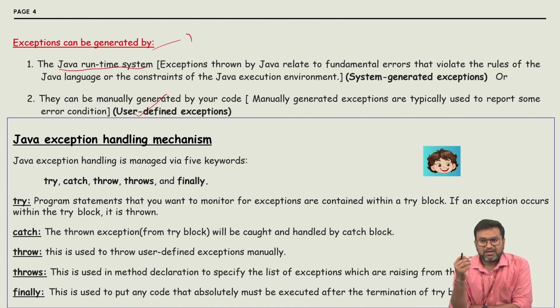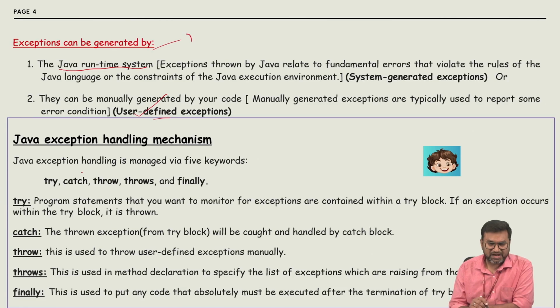But in some cases, the built-in exceptions provided by the Java runtime system are not feasible for defining our scenarios, right? In that case, we can go with our own exception objects. You can define your own exception objects and describe those scenarios.